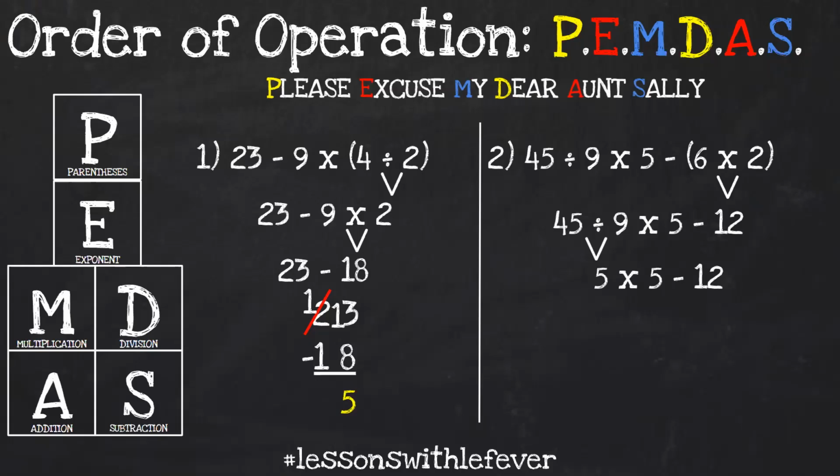Now I multiply because I didn't finish that step yet. I have to multiply before I can get to the subtraction. 5 times 5 equals 25, and now I can subtract 12 from the 25. And when I do that, I do not have to regroup because I can take 2 from 5. That gives me 3, and 2 minus 1 is 1. So this expression is equal to 13.